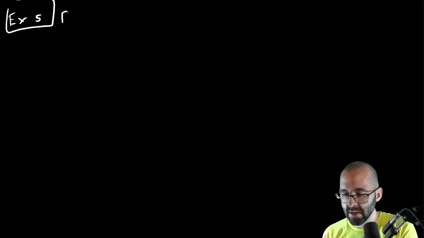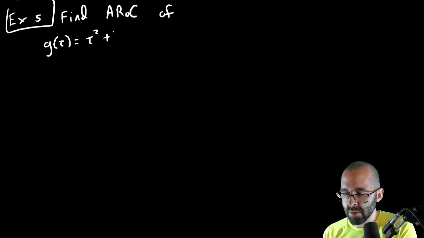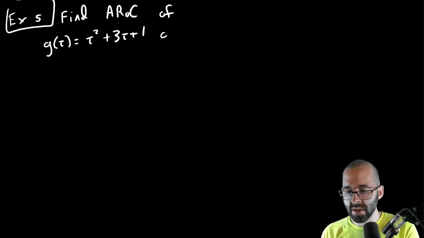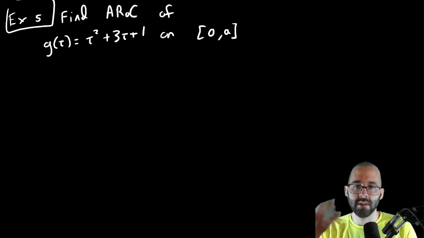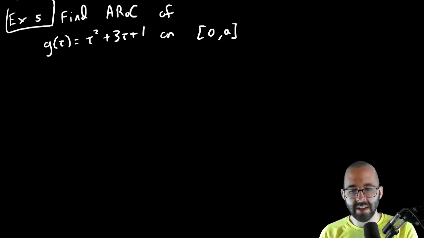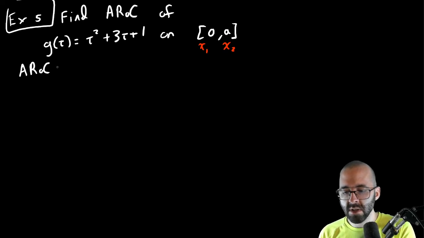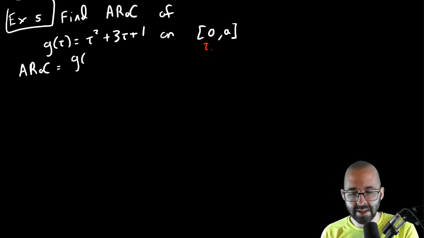Example 5. Find the average rate of change of this function, g of t equals t squared plus 3t plus 1 on the interval from 0 to a. So it doesn't have to be a number, but the process is the same. This is still our first x value. This is still our second x value. The average rate of change is still the function value. Oh, all right, we're using different letters again. We're not using x's, right? We're using t's.